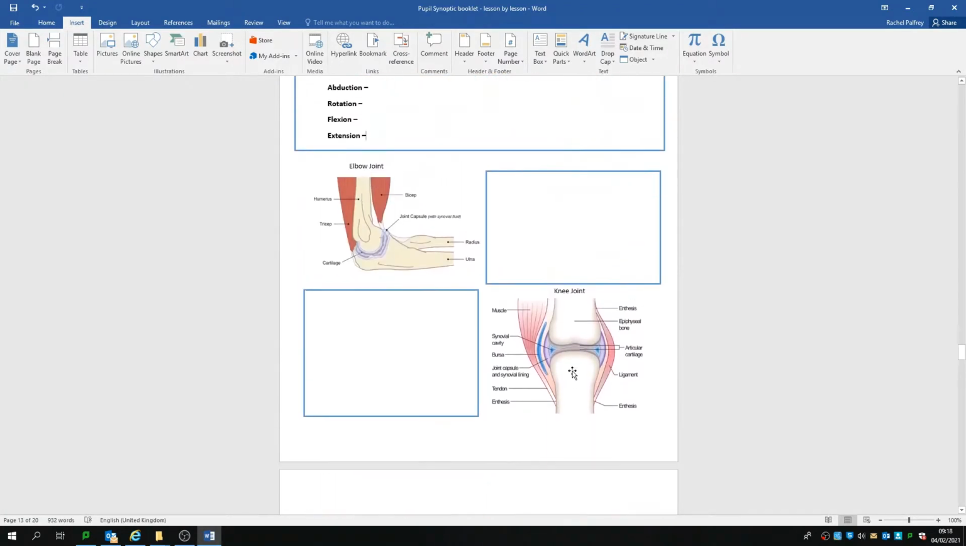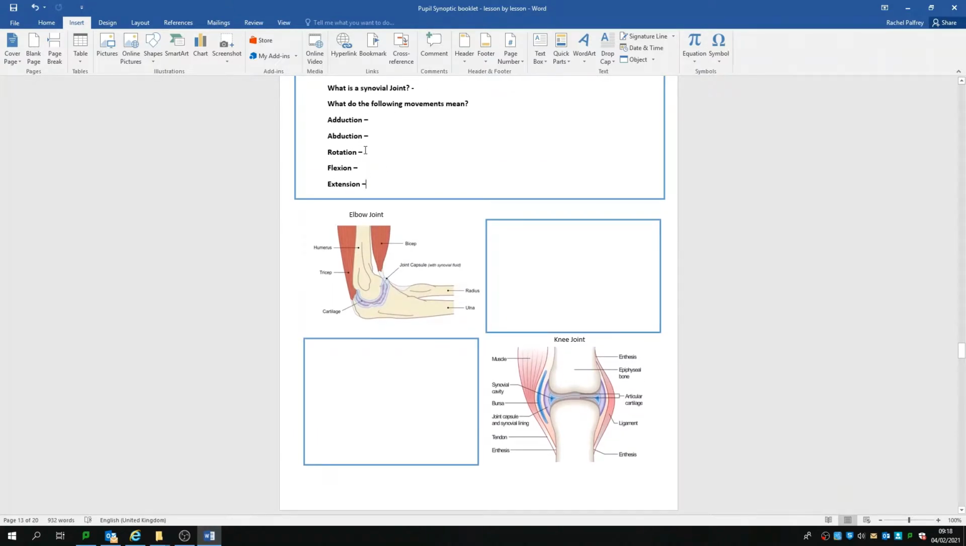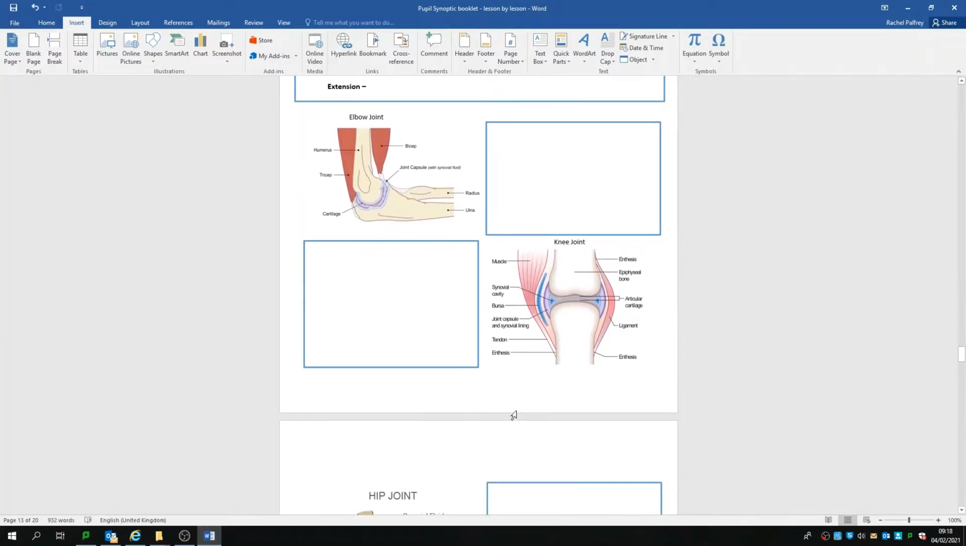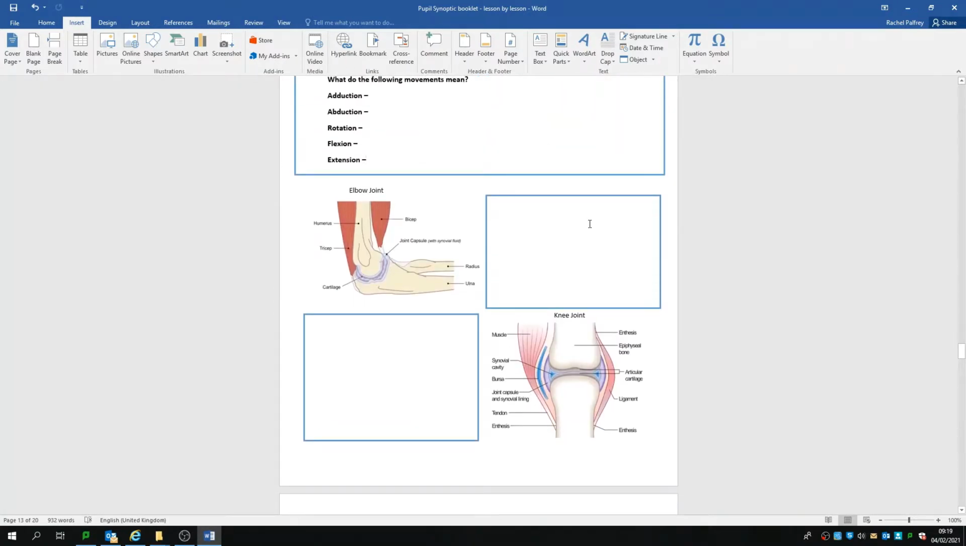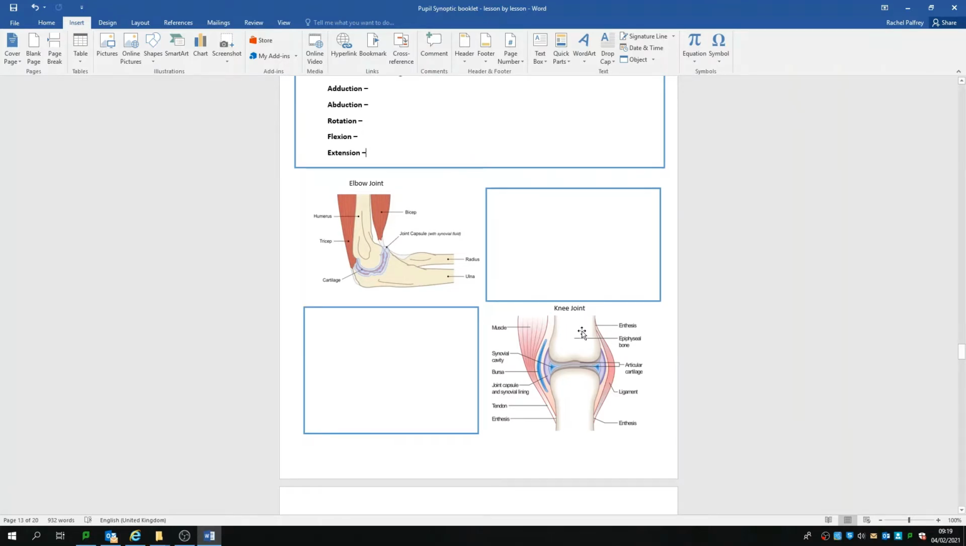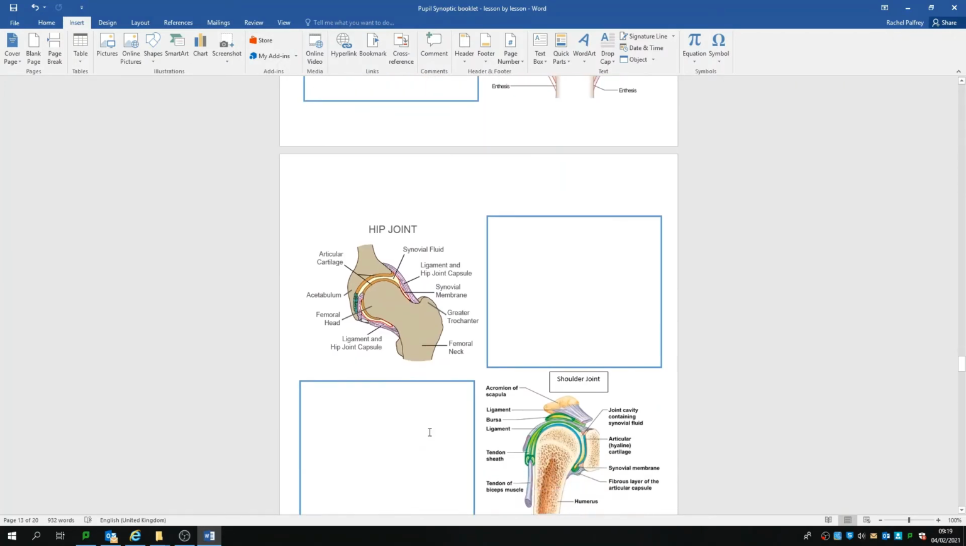Okay. You should be able to give at least 2 movements that happen at each joint, and if possible, can you say what muscles would be being used during these movements? So for example, during flexion and extension, it's the bicep and the tricep. Okay. Can you try to apply that for knee, hip, and shoulder?